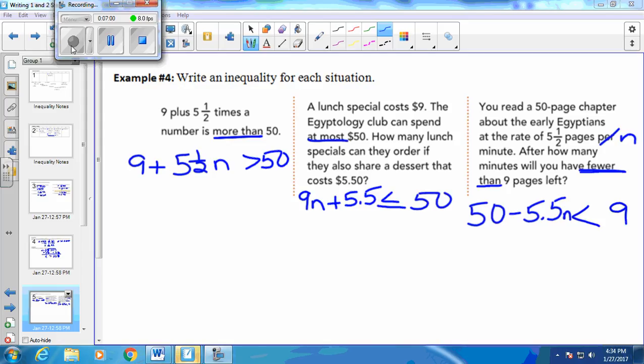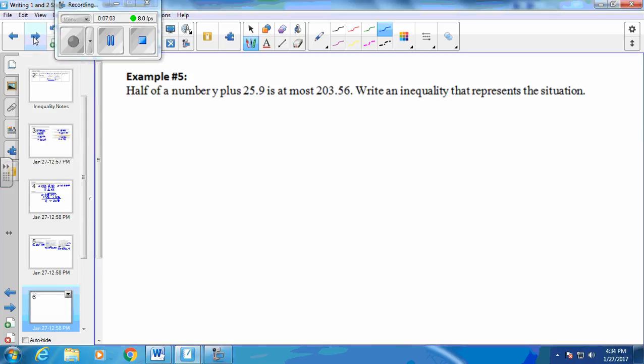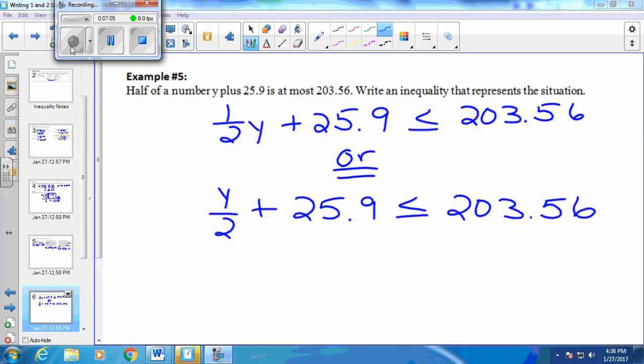So go ahead on to number 5 and give that one a go by yourself. All right, so for number 5, you can have either 1/2 times y or y divided by 2. But again, they're saying "at most," so that means we are looking for a number that is equal to 203.56 or less than that.